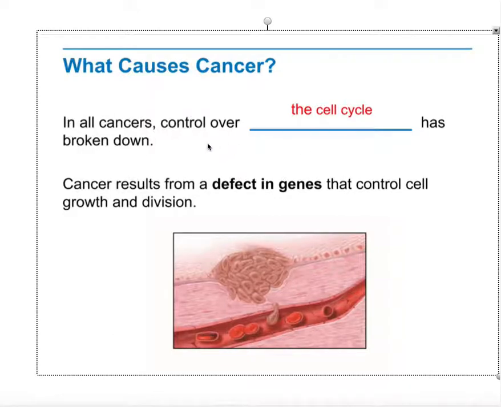Like I said, it's uncontrolled. The cell cycle is broken down. And this is usually because of some sort of defective gene. All right, so what can cause these genes to become defective? Well, some people are more prone to it than others, but there are also external factors like solar radiation, too much sun, and the type of chemicals that you take in or are exposed to. So these are some of the things that can cause cancer.